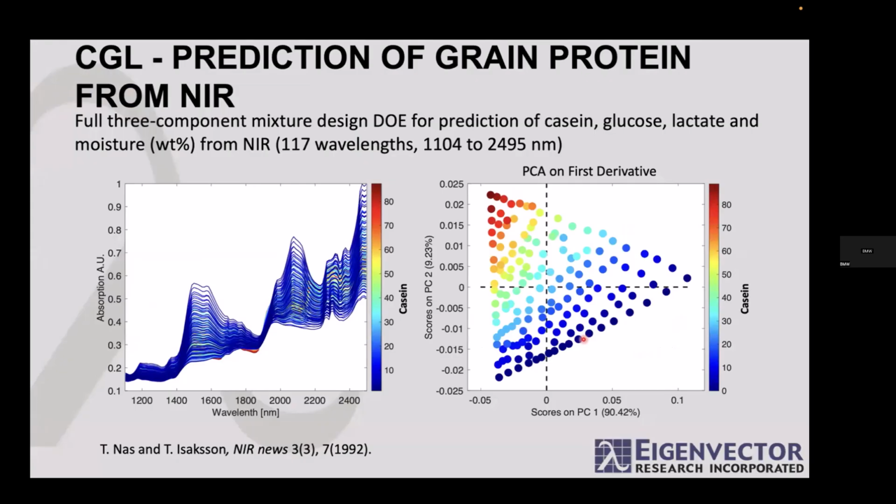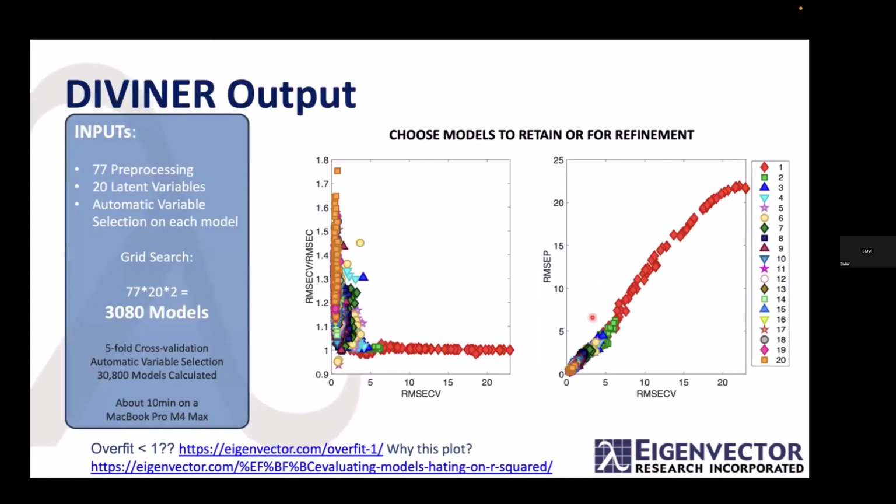So here's an example data set. This is a Tormod Næs and Tomas Isaksson data set that's been around for 30 years. It's a full 3-component mixture design: casein, glucose, lactate. We use that as an example fairly often. And this is the Diviner output from that. Before I talk about that, I actually want to show you that this is not vaporware. All right, it does exist. So just a second.